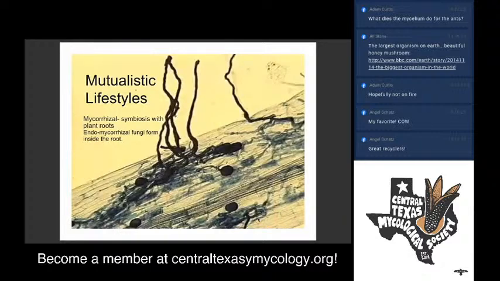Oftentimes they will form relationships with many different kinds of these fungi, which also enables us to use them from commercial inoculums. These fungi are important for helping with nutrient uptake as they exchange minerals and water from the soil. I'll get into this a little bit later, but they break down minerals and they exchange them with the plants for carbon. So they have a trade system going on there.